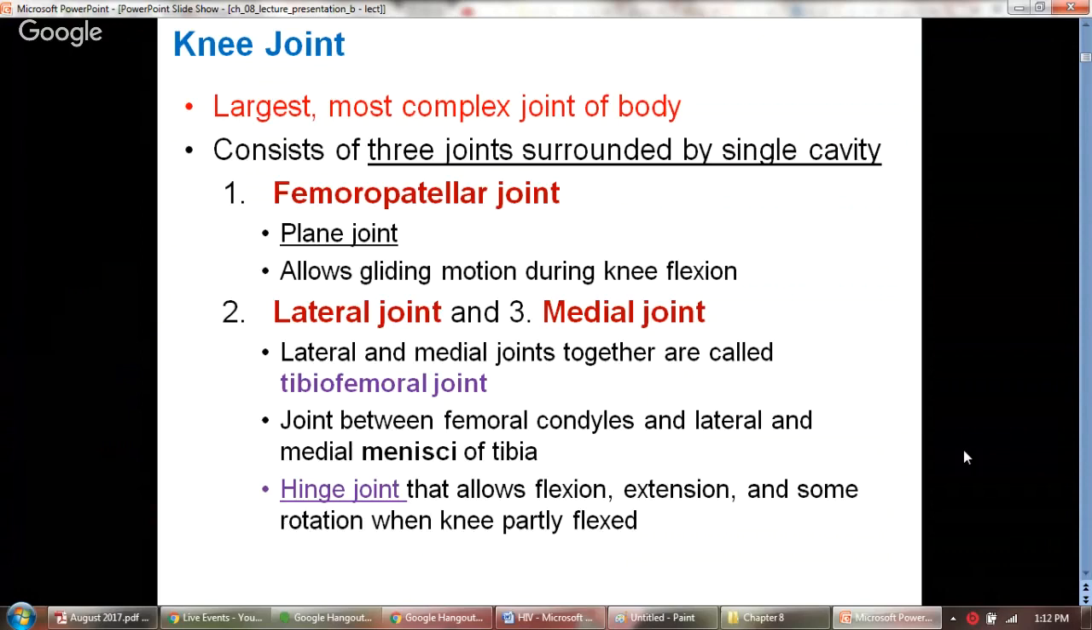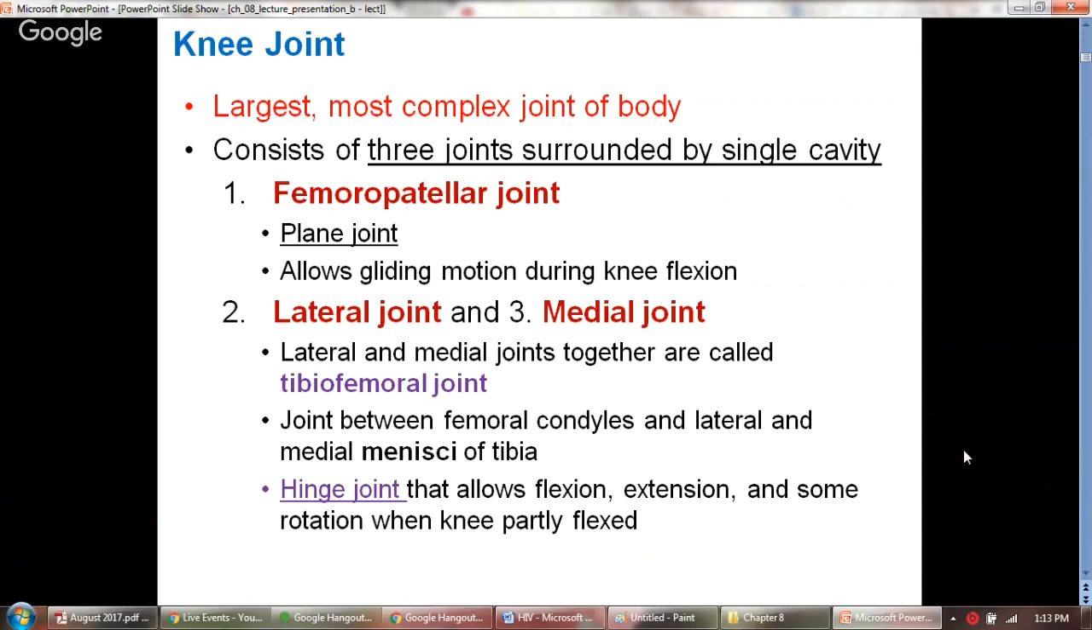The lateral joint and the medial joint are the 2 other joints, and collectively it's called the tibiofemoral joint. These are the joints between the femoral condyles and the lateral and medial menisci of the tibia. Menisci are articular discs which you find in the articular capsule, and they partially divide the synovial cavity into 2. This articular disc improves the fit between the articular bone ends, so the joint may stabilize, and it minimizes the wear and tear of the joint surfaces.